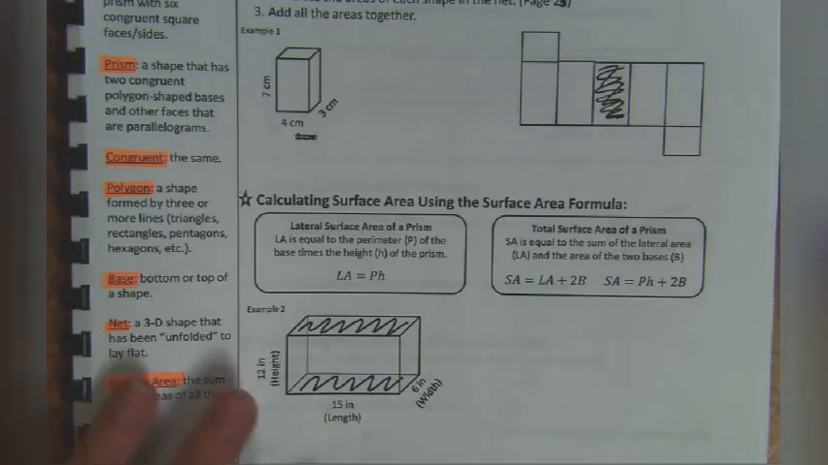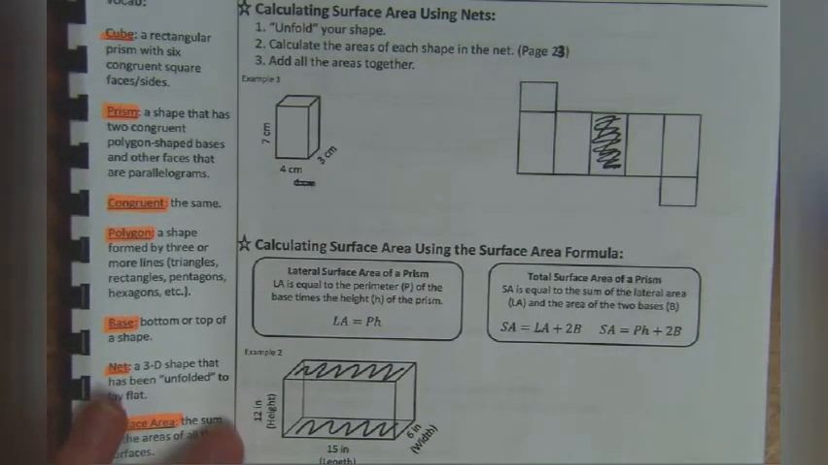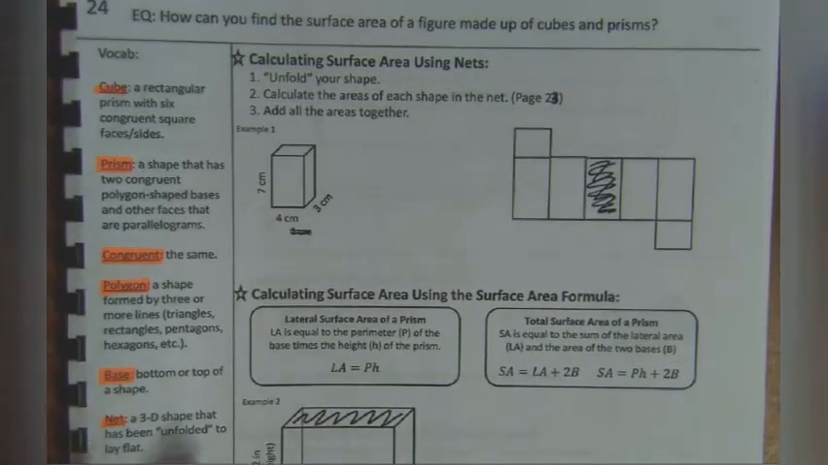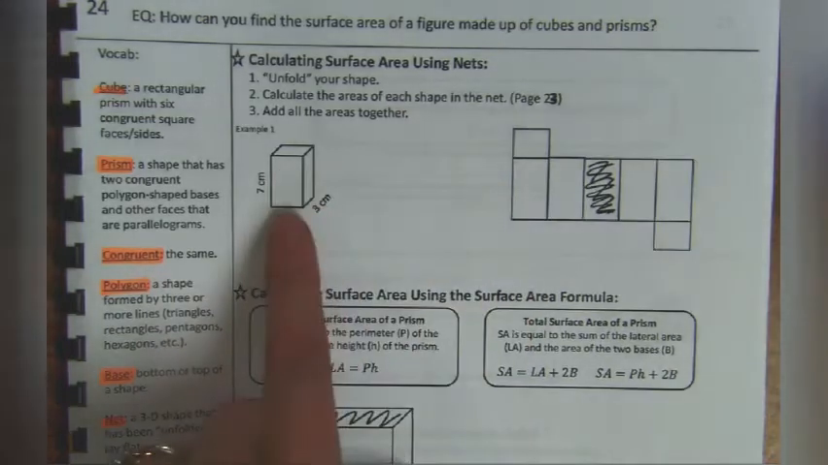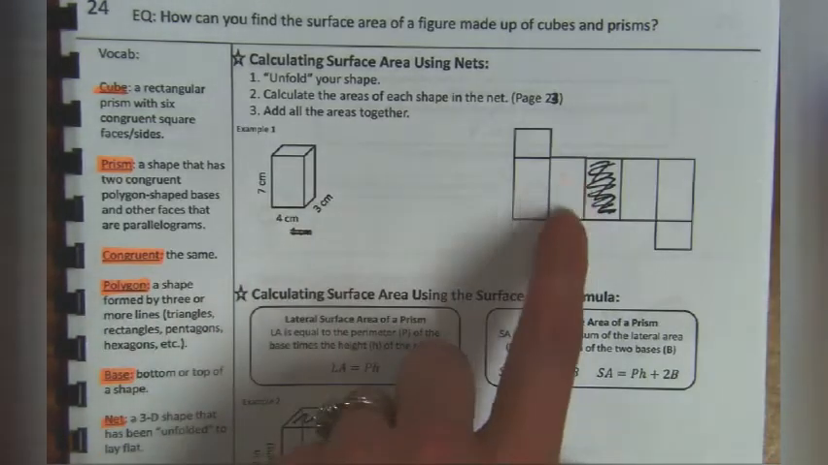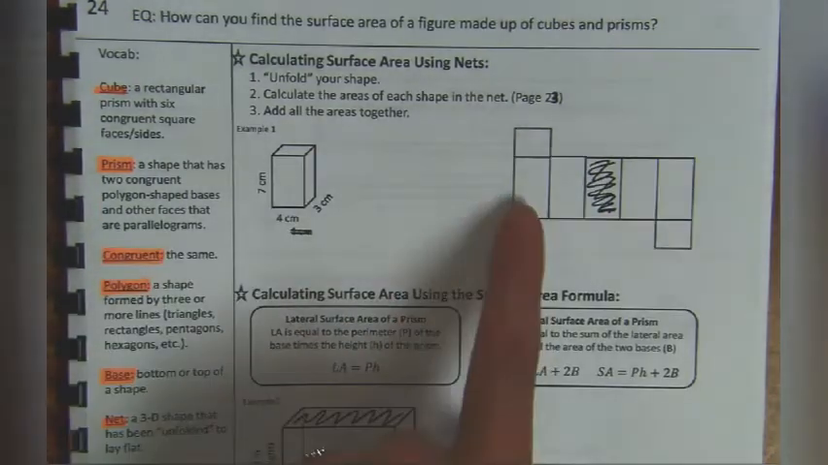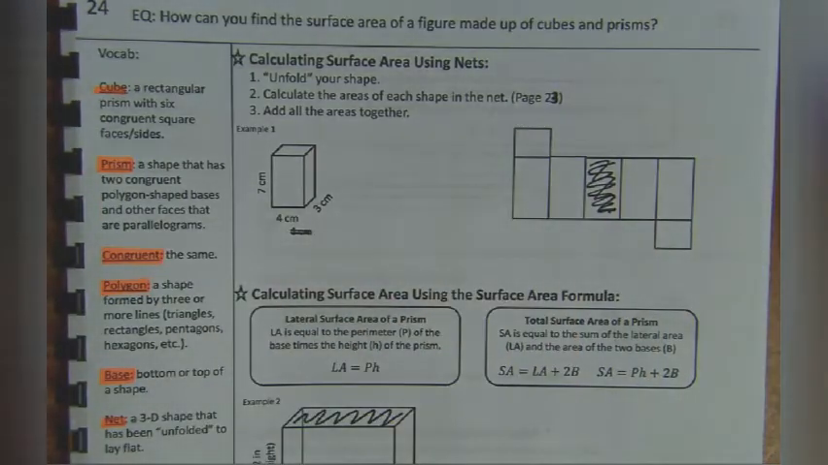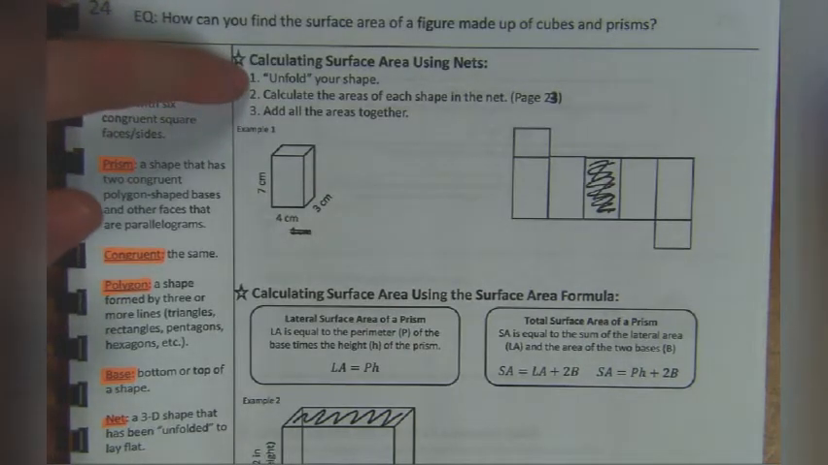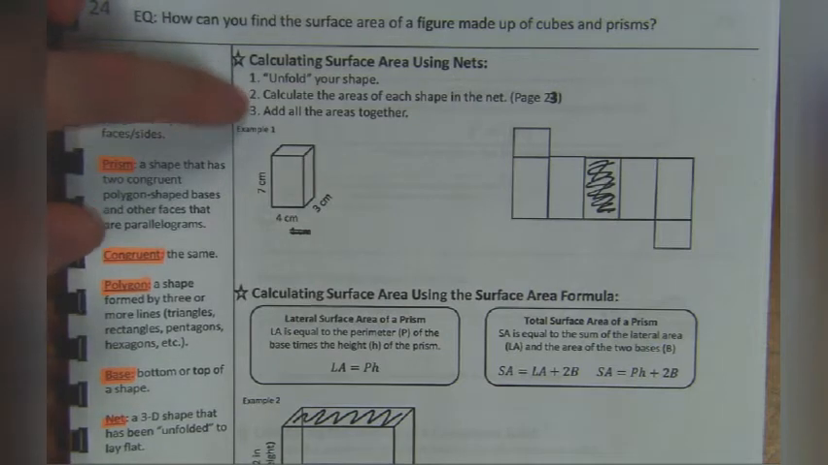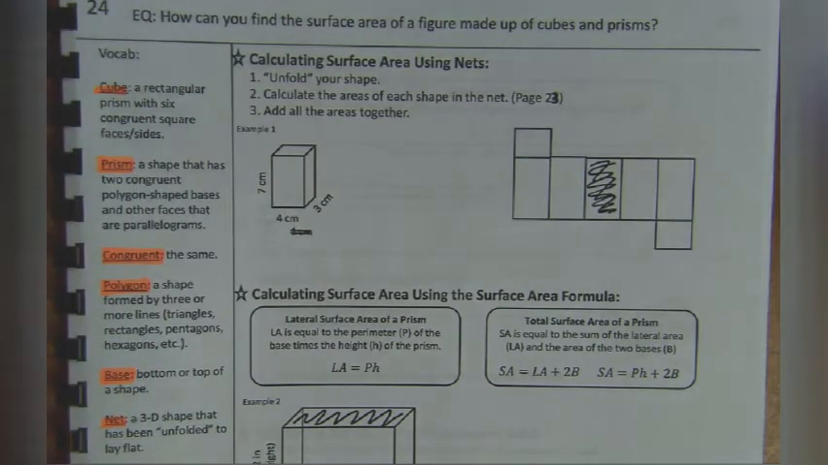All right, so let's go ahead and look at our first example here. So we have calculating surface area using nets. The first thing you guys are going to do, so this is a net. I've taken this shape and I've unfolded it into this, minus this mess up here. So there should only be 4 of these, not 5. So I've unfolded my shape. Then I need to calculate the areas of each shape in the net. And I need to add these areas together.